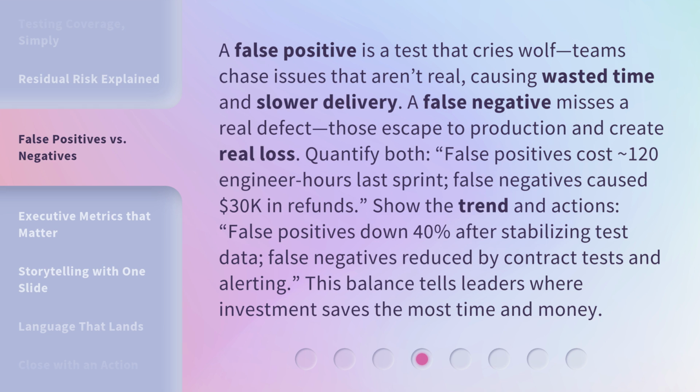Show the trend in actions. False positives down 40% after stabilizing test data. False negatives reduced by contract tests and alerting. This balance tells leaders where investment saves the most time and money.